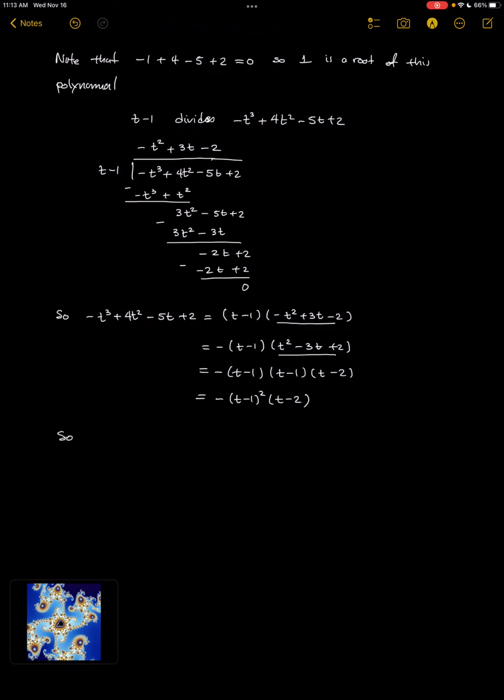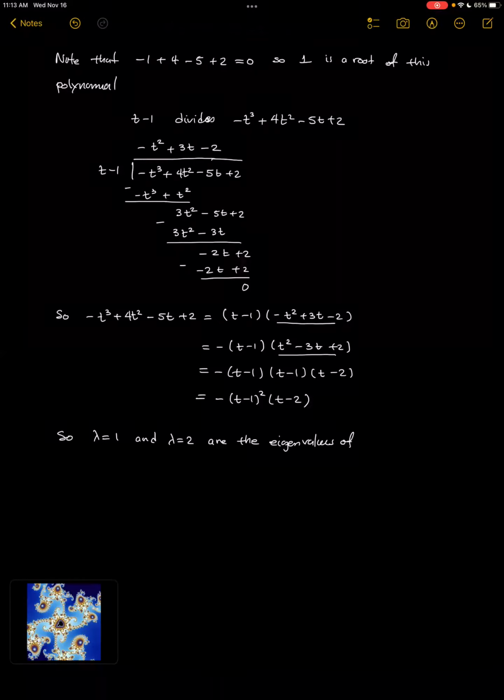So lambda 1 equals 1, and lambda 2 equals 2 are the eigenvalues of the matrix A.